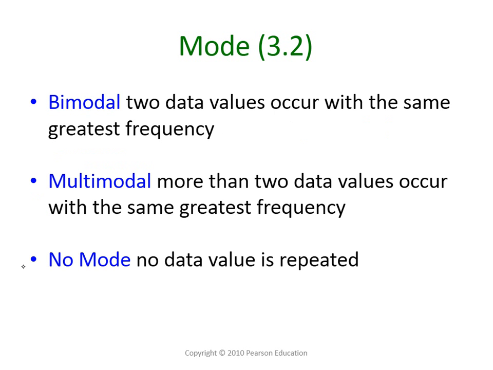So ours would be an example of something that is multimodal, where more than 2 data values occur with the same greatest frequency. Bimodal happens quite often, where you have 2 data values that occur with the same greatest frequency. So bi, like bicycle, has 2 wheels. Bimodal has 2 modes. And then there are times that you have no mode, where no data value is repeated, or they're all repeated the same number of times, as in our case, which is pretty rare. Questions there?